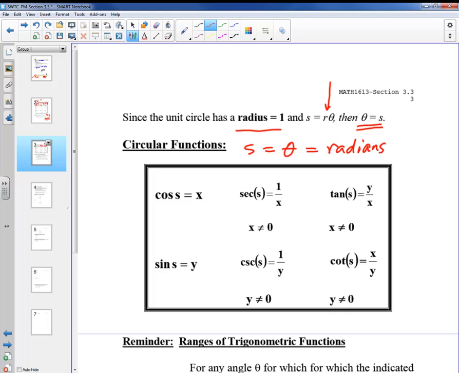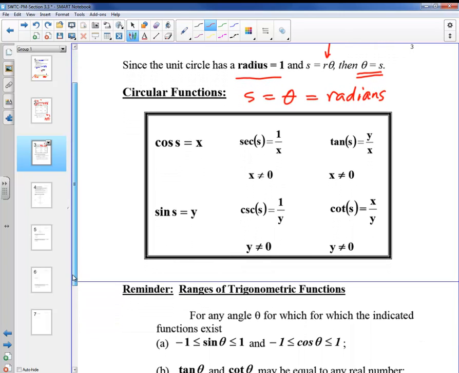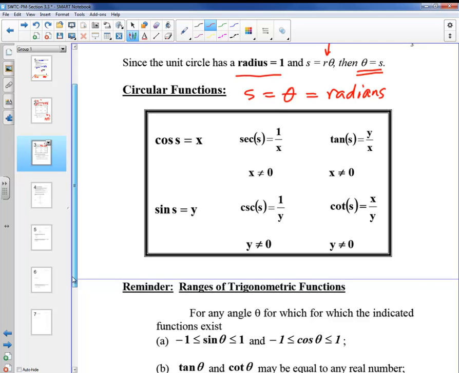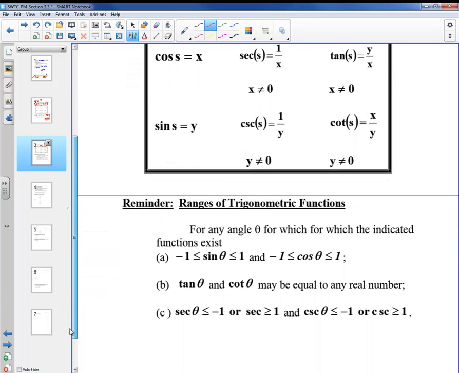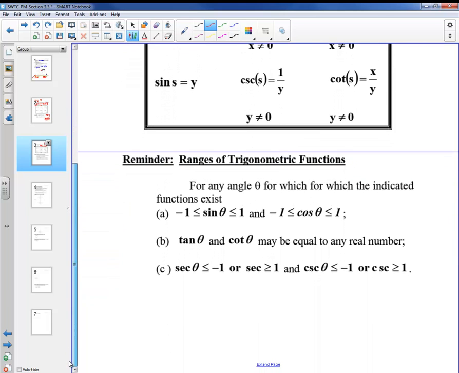So the definitions haven't changed. The only thing is that I'm trying to make you aware that s and theta are kind of interchangeable here. Something else that you're going to have to watch out for is the range of trig functions. We studied this back in chapter 1, and this will always continue to be true.